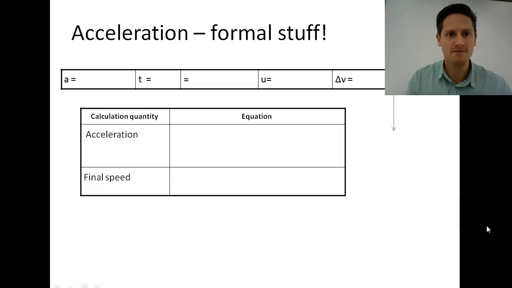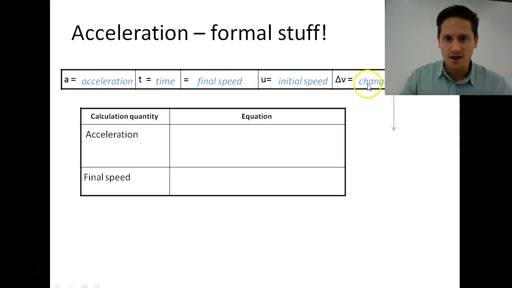Just finishing off the formal stuff, we've got a few more symbols here. We know that a is acceleration, t is time, v is final speed, u is initial speed, and delta v, so that triangle symbol means delta, that is change. That's a Greek symbol, delta. You can't quite see that, but it says change in speed. So delta v is change in speed.